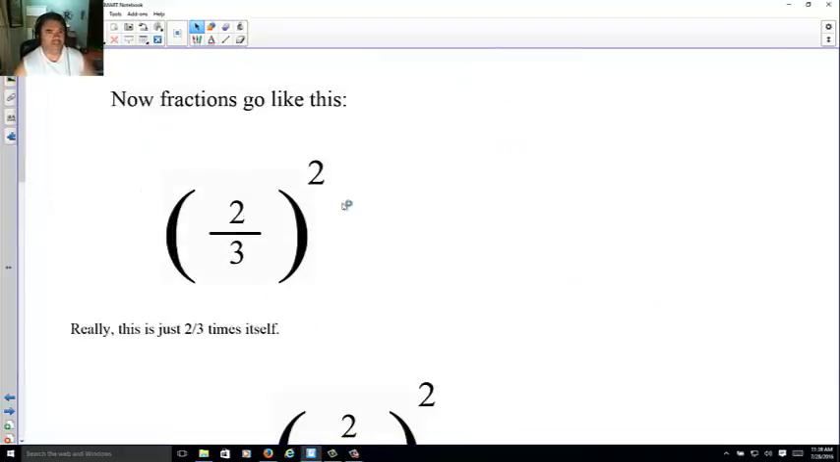Now, fractions. And again, I know you're like, oh, fractions. Yeah, but now we have to do fractions with exponents. You're going to be doing them all through high school, so let's do it now.